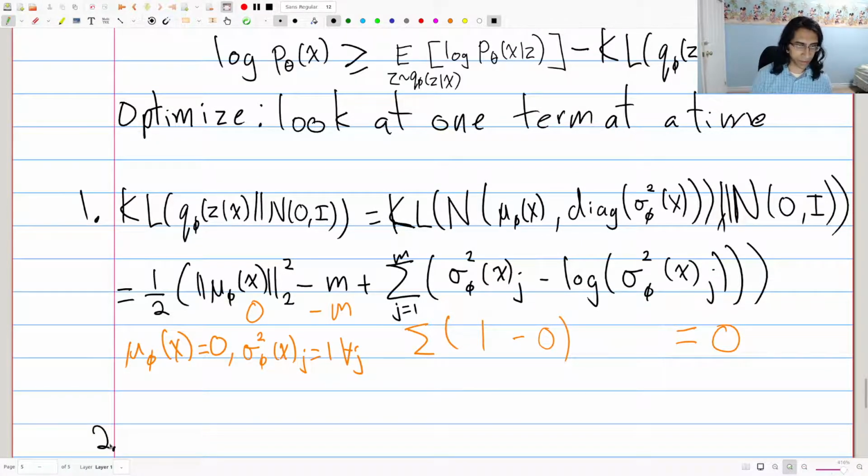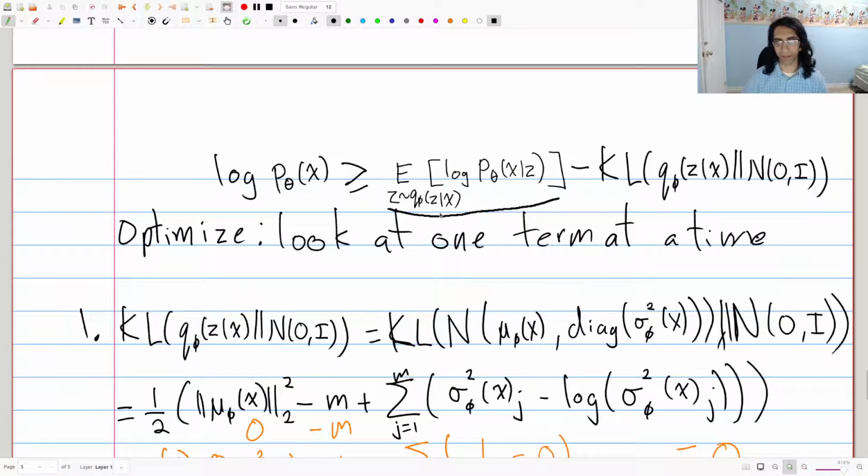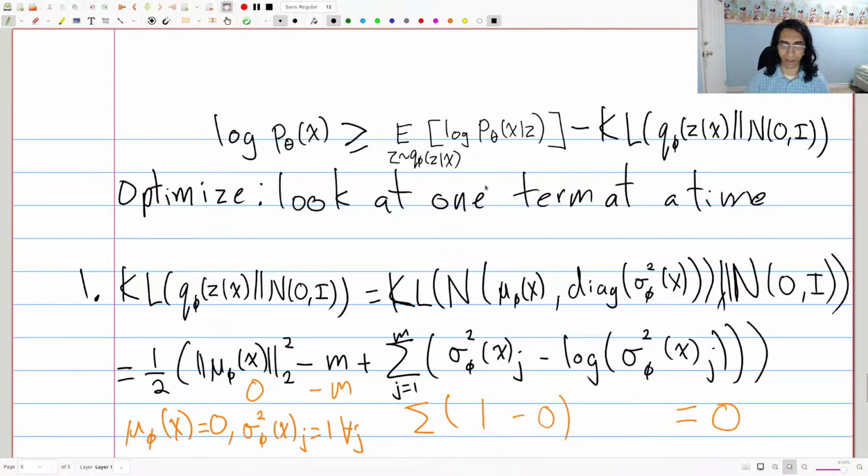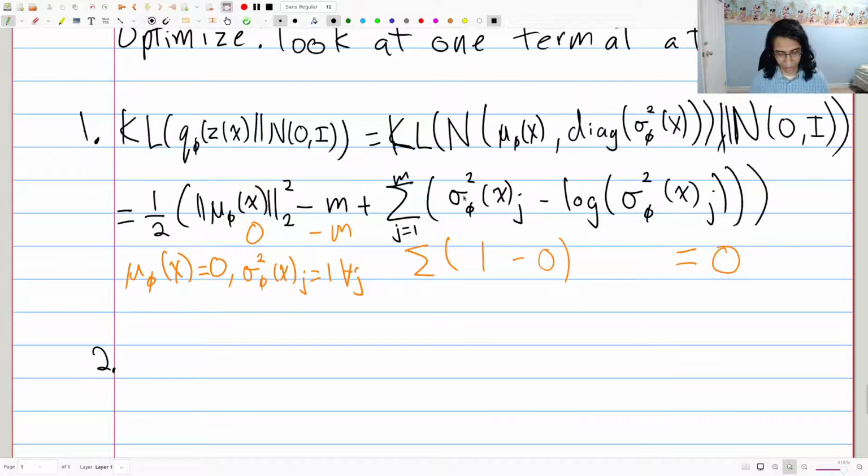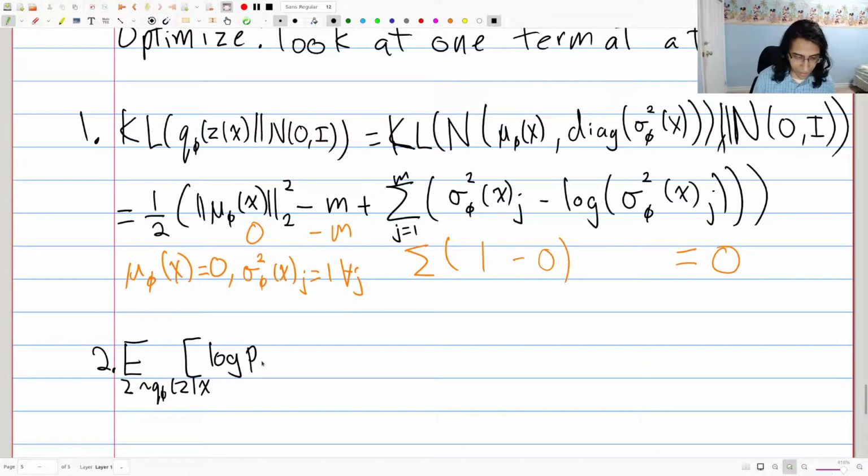And the other term is the one we're trying to look at here, which essentially says that if we sample a point, put it through the encoder and then decode it, we get something which assigns a high likelihood to it. This is actually going to be somewhat similar. So the other term is the expectation of z from q phi of z given x, and then here we have log of p theta of x given z.